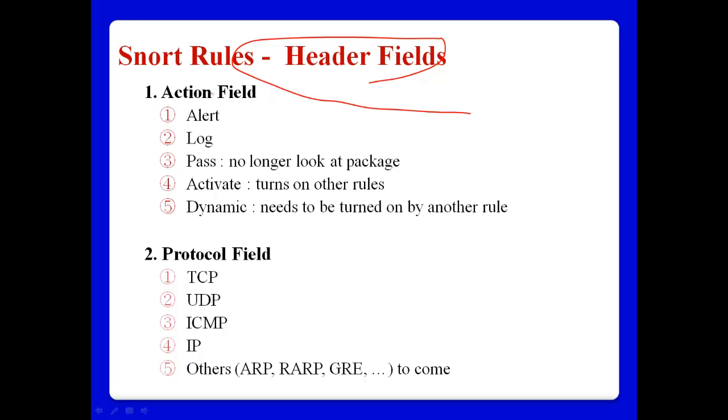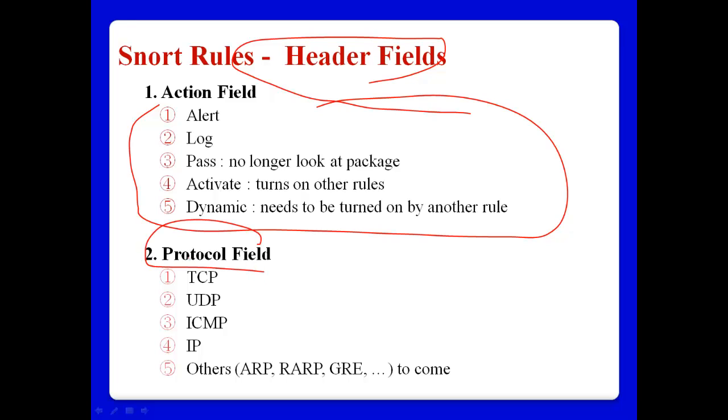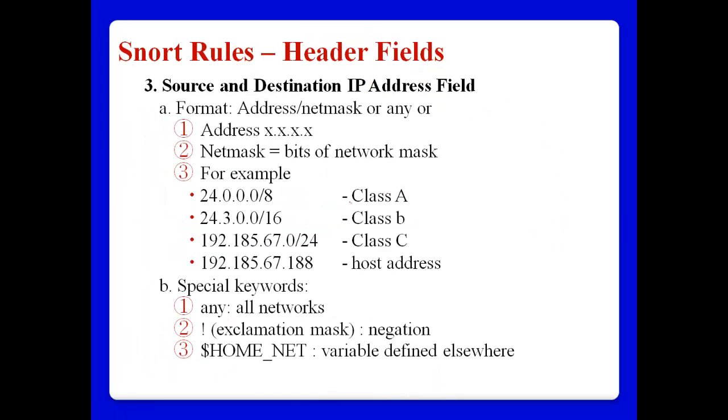In the header, we can find these fields. First one, the action field, I already explained about this one. Second, the protocol field. In the protocol field, we can find protocols such as TCP, UDP, ICMP, IP, or other protocols as well. And the source and destination IP address fields. So here we can find some of the formats.